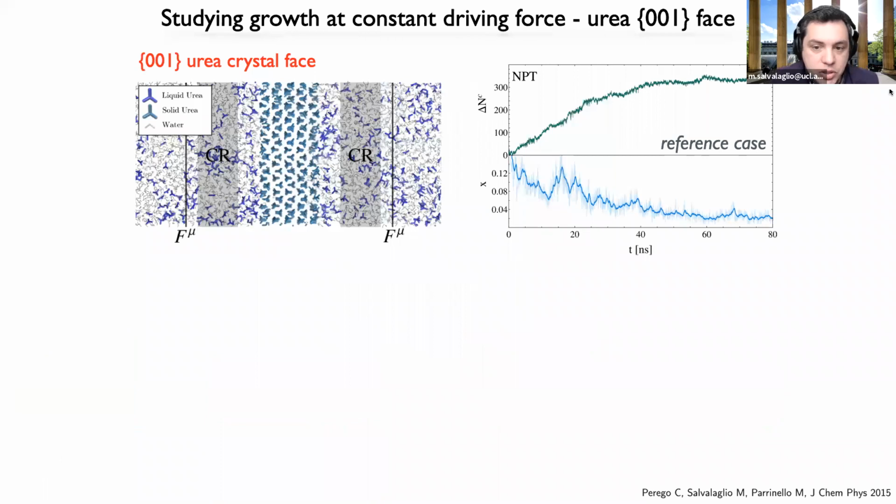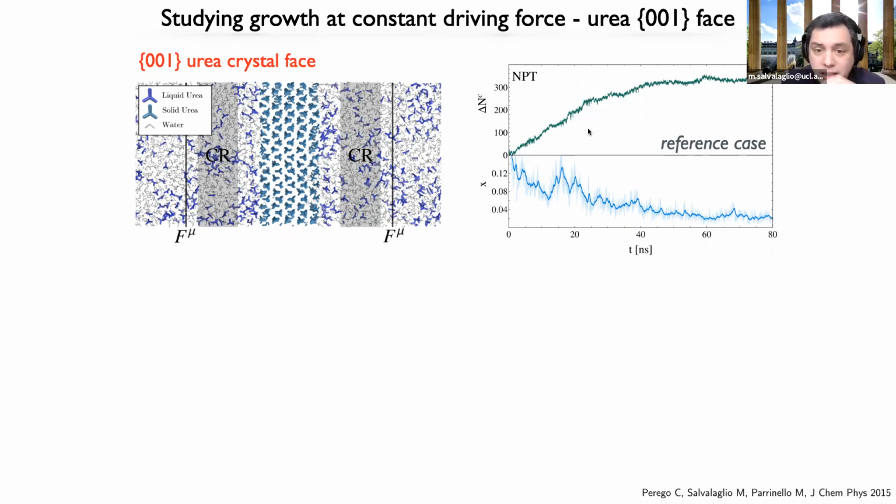So just to show how this works in the case of crystal growth, here I'm showing again urea. This is a urea crystal slab that is in contact with a solution. The crystallographic phase of urea in contact with solution is the 001, which is known to grow following a rough growth mechanism, and therefore its growth rate is linearly increasing with concentration in the bulk.